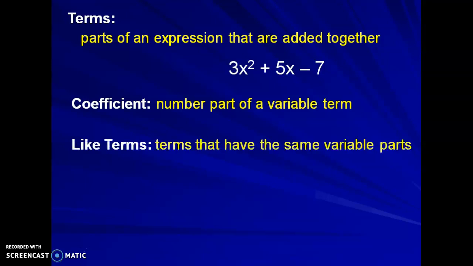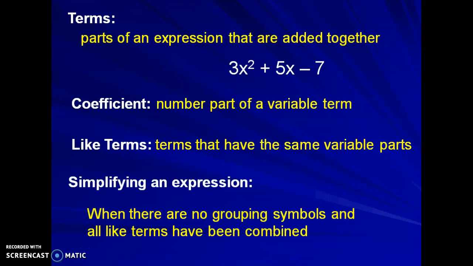Like terms have exactly the same variable parts. So they have the exact same variables raised to the exact same power. So if you have an xy and you have an x squared y, those aren't like terms, because though they both have x's, one of them has an x squared. If we want to simplify an expression, an expression is considered simplified when there are no grouping symbols and all like terms have been combined.